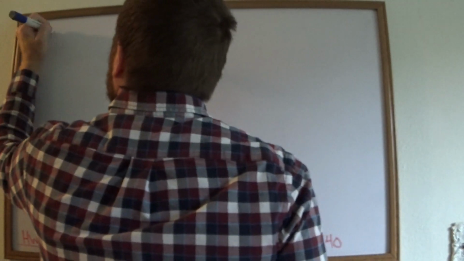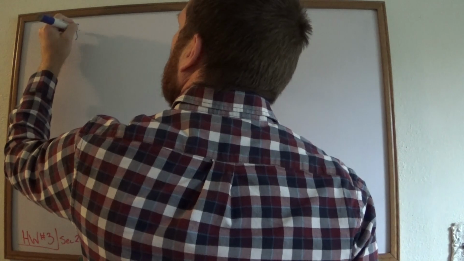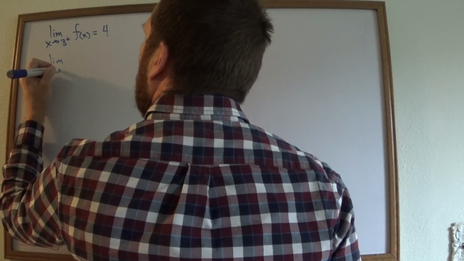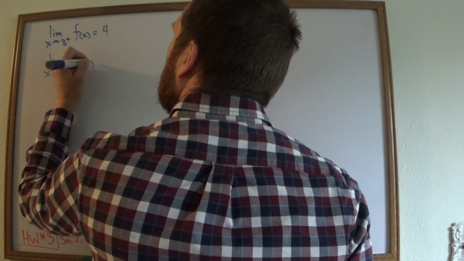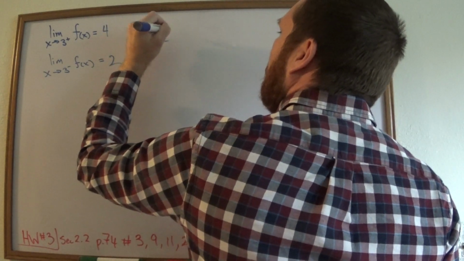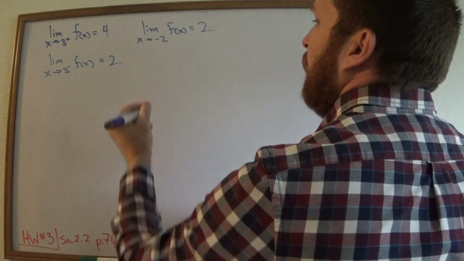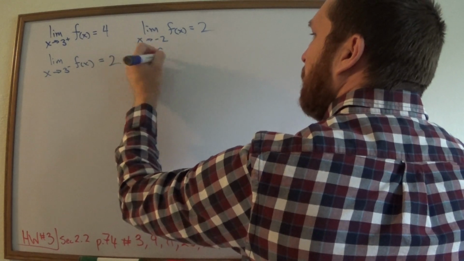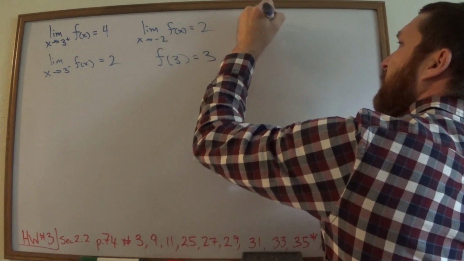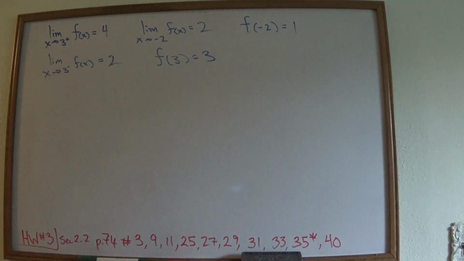Limit as x approaches 3 from the right, f of x equals 4. Limit as x approaches 3 from the left, f of x equals 2. Limit as x approaches negative 2, f of x equals 2. And that's not from the right or left, it's just that. f of 3 equals 3, and f of negative 2 equals 1. Is that everything? We got that copied right? Okay, cool. Let's talk about this.